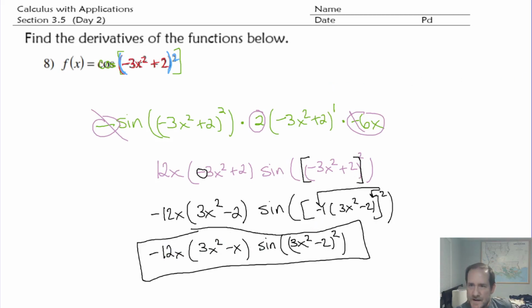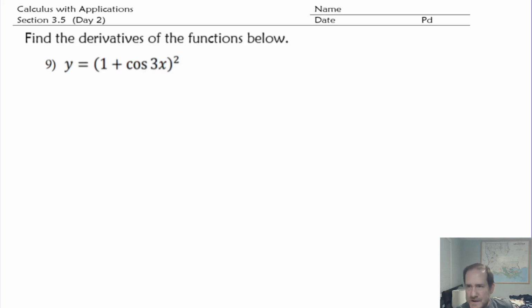Looking at 9, however. 9 is not so bad. 9 is another nested function for sure. Pretty much every one of these is going to involve chain rule.